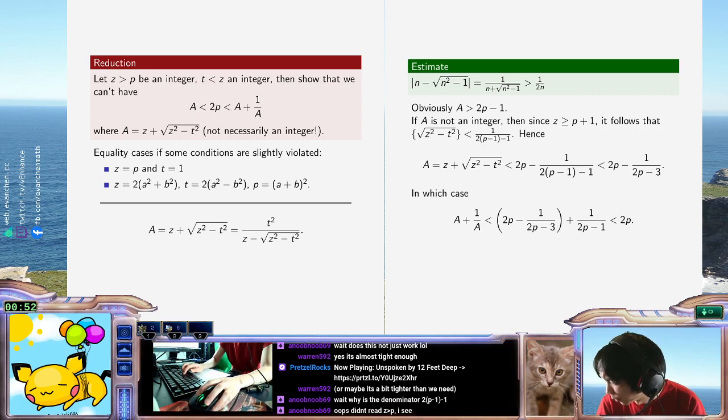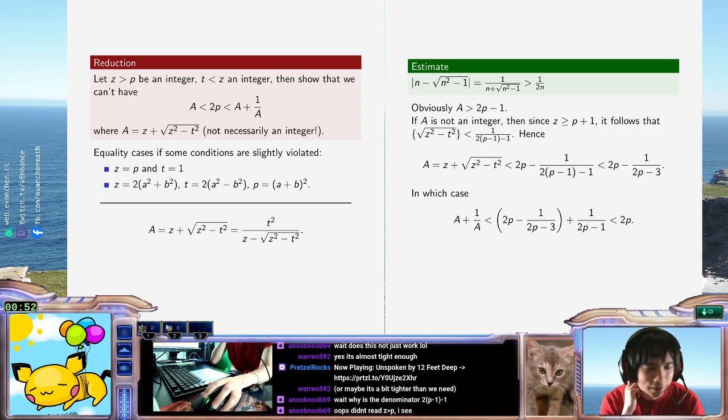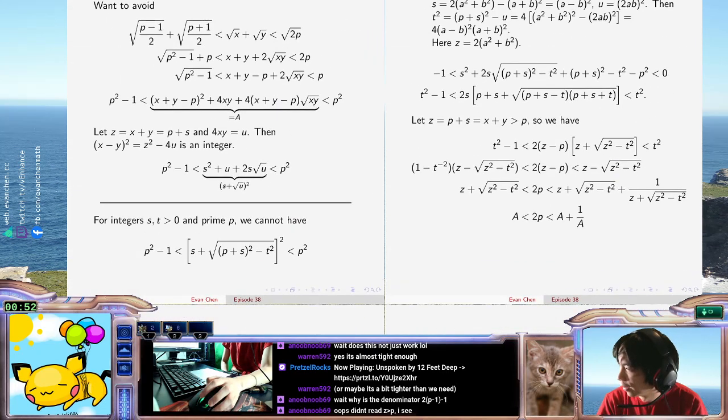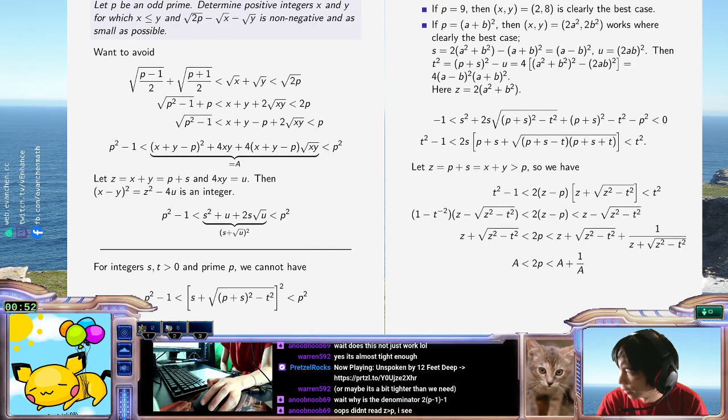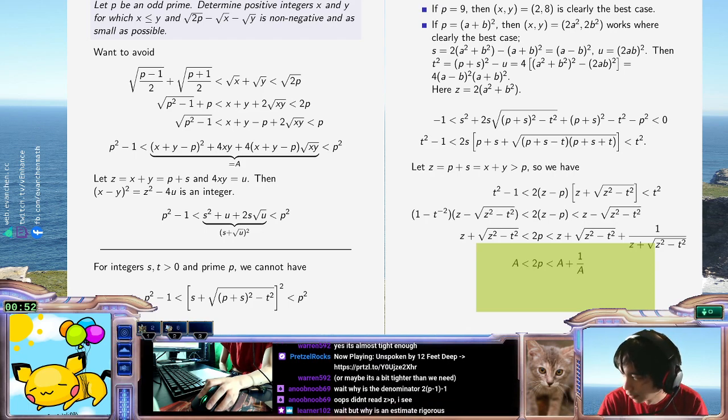Wait, I think I flipped something. Oh yeah, this function's bigger. Bigger, smaller. It's so confusing because it keeps flipping over and over. Oh my god. Garbage. I can't believe that worked.